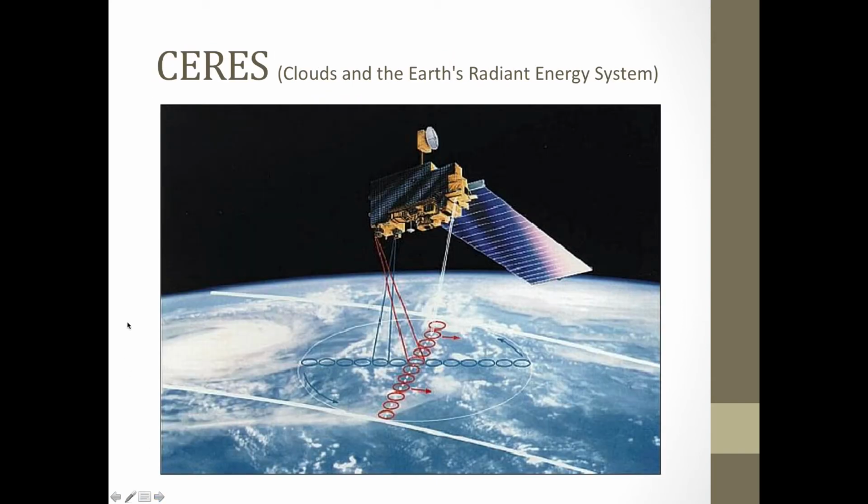CERES is Clouds and the Earth's Radiant Energy System. CERES is an instrument created by NASA, which is a climatological experiment from the Earth's orbit. CERES products include both solar reflected and Earth emitted radiation from the top of the atmosphere to the Earth's surface. Cloud properties are determined using simultaneous measurements by other EOS and MPP instruments. This image shows the instrument measuring and analyzing the clouds of the Earth.